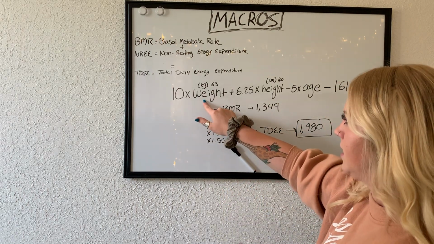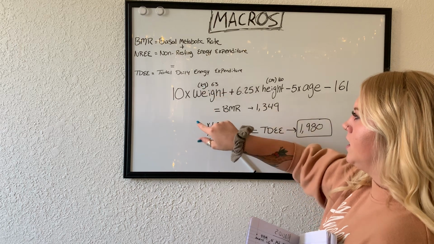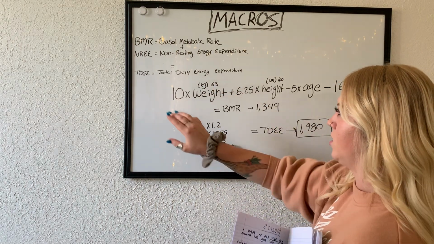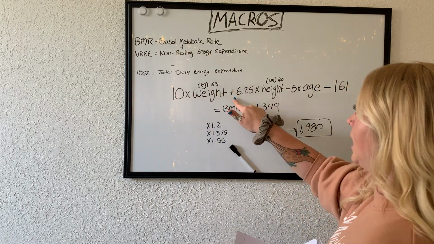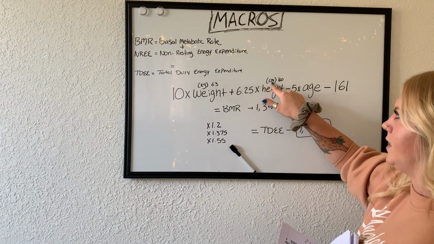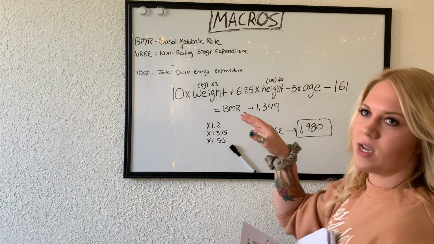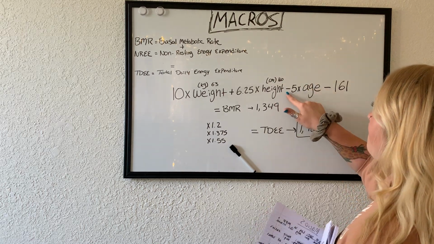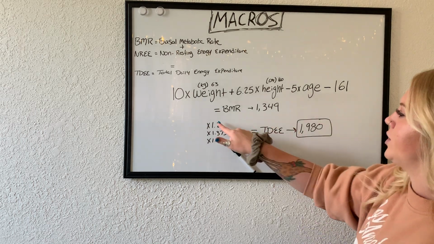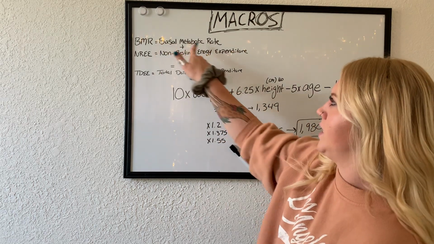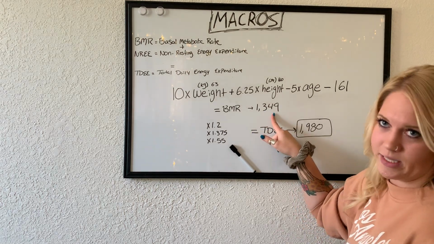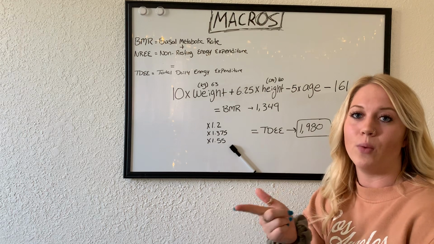You're going to take your weight, you're going to convert it to kilograms. So I weigh 140 pounds, and that's 63. So you're going to do 10 times 63 plus 6.25 times your height in centimeters. So converted, I'm 5'3", that's 160 centimeters, minus 5 times your age, minus 161. So my BMR, that's what we just calculated there, is 1,349 calories. Again, I am 5'3" and I weigh 140.